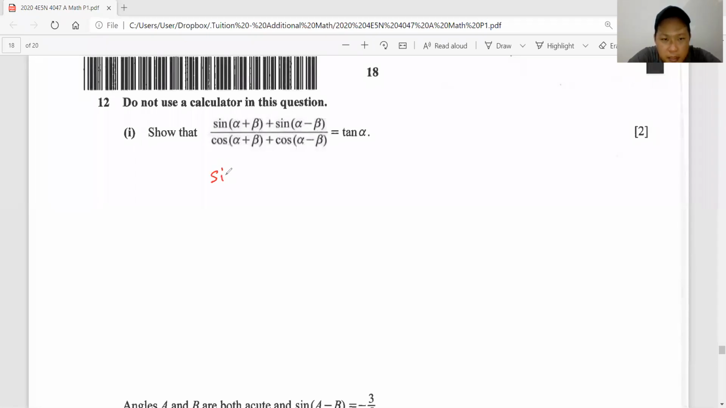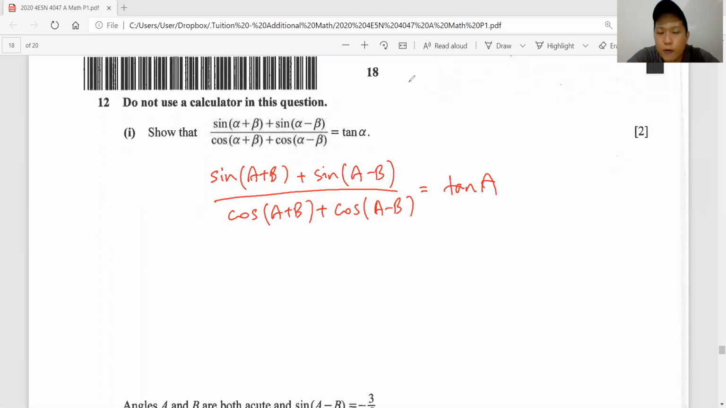I'm just going to copy all this. Okay, so that's how we can use the identity in part 1. Just that the identity is alpha beta, then now they just call it A and B. Alpha also means A, beta means B. So that is the identity in part 1, just I change it to A plus B.